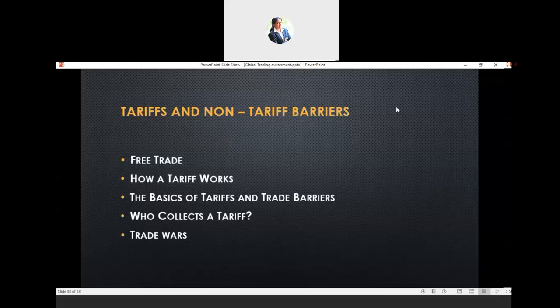Now, a question might arise: what is a trade war? A trade war happens when one country retaliates or takes measures against another by raising import tariffs or placing other such restrictions on its imports.